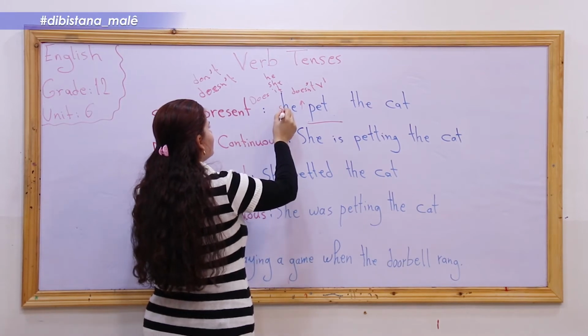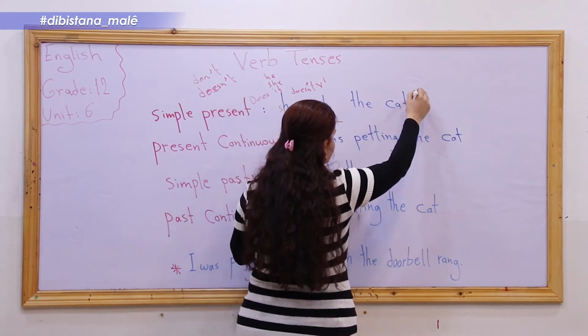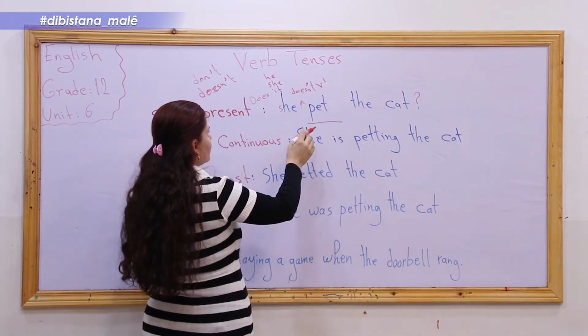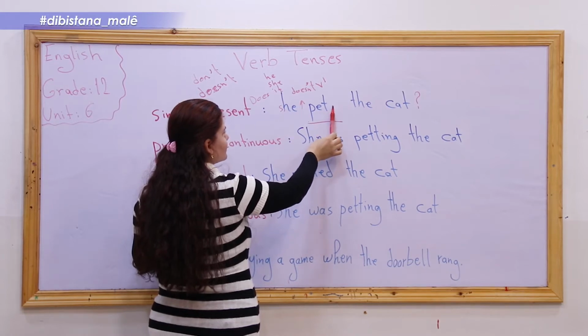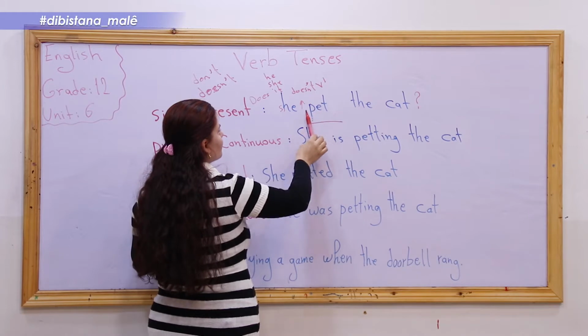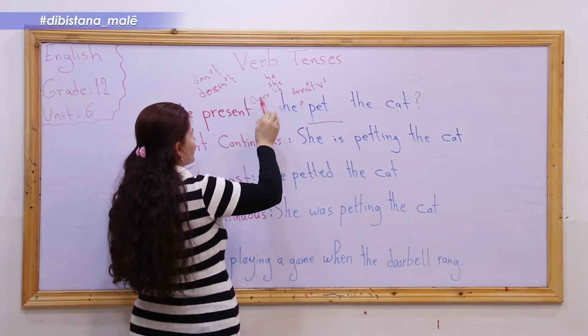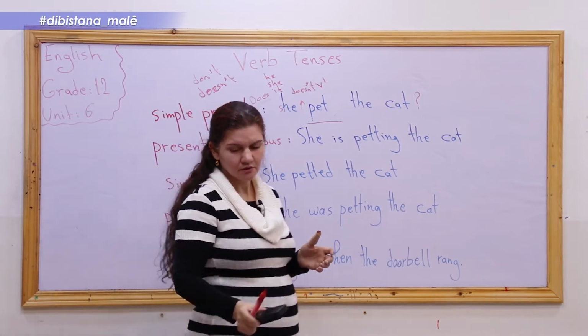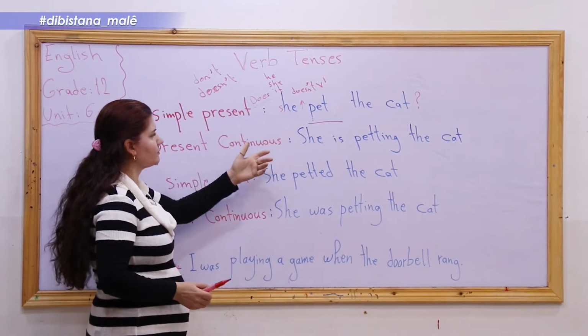She does, she pet the cat, and at the last we have the question mark. But again, I will repeat: we should delete the s here from the verb. It should be the infinitive without s, without any endings, because we have does at the first of our sentence. Other simple present, so let's move to the present continuous.